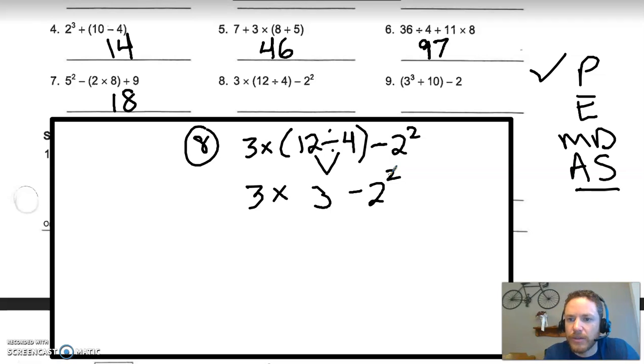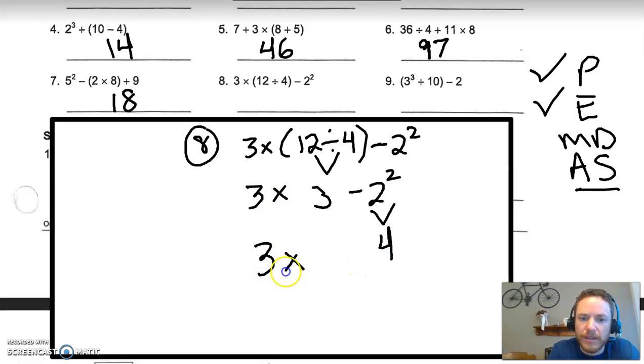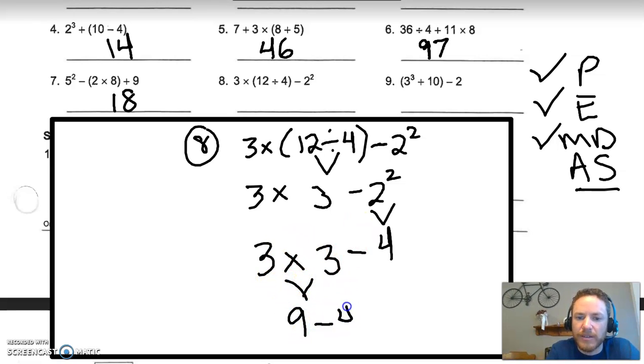And the next thing I need to do is my exponents. 2 squared means 2 times itself. That makes 4. I'm going to bring down everything else. 3 times 3 minus 4. And then I have multiplication and division. 3 times 3 is 9. And my last thing I have is minus 4. 9 minus 4 is 5. The answer to number 8 is 5.